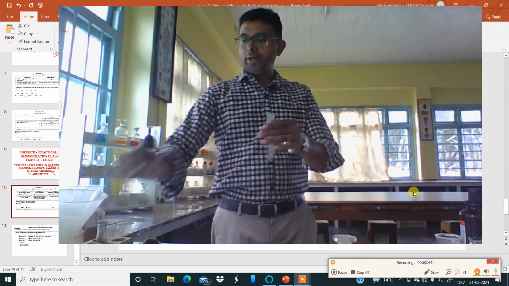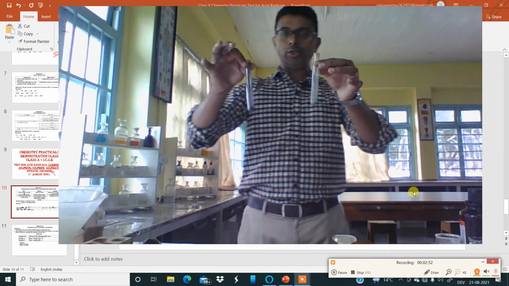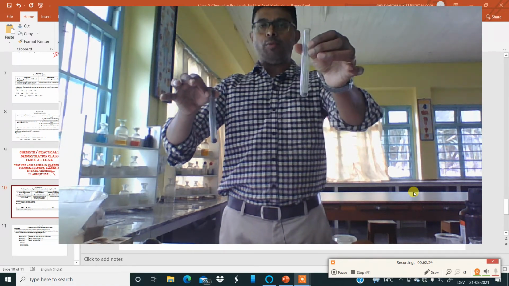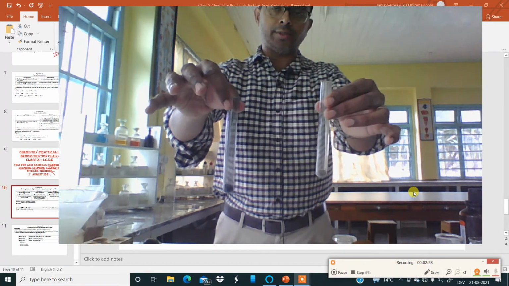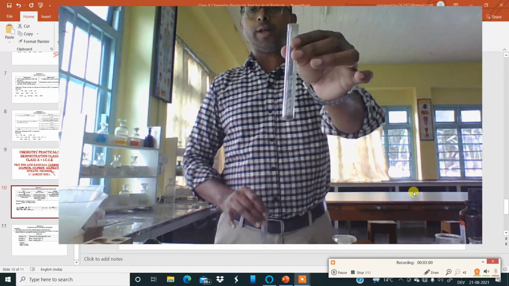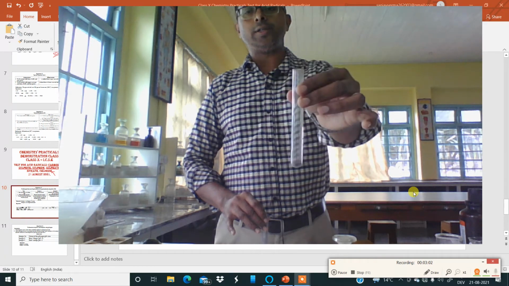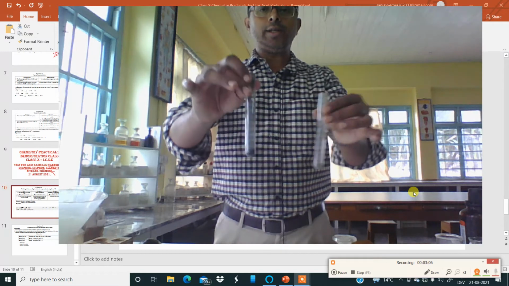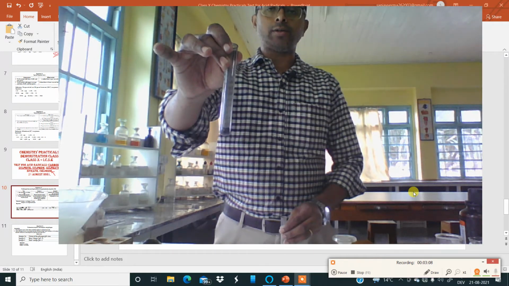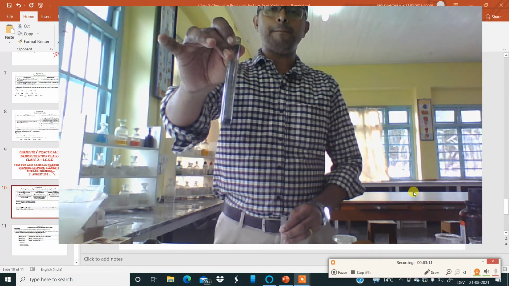Now I have taken two test tubes. Both these test tubes contain a black colored powdery substance. This one is copper oxide. This one is manganese dioxide. Both are black in color.